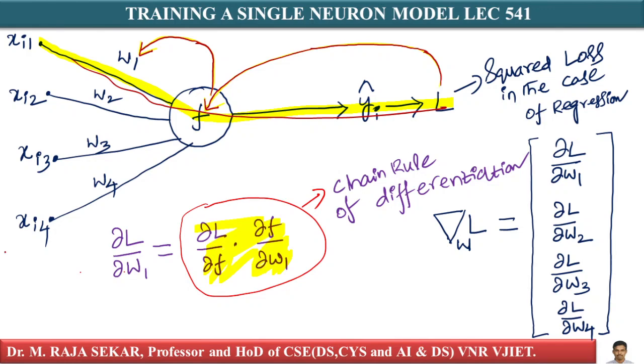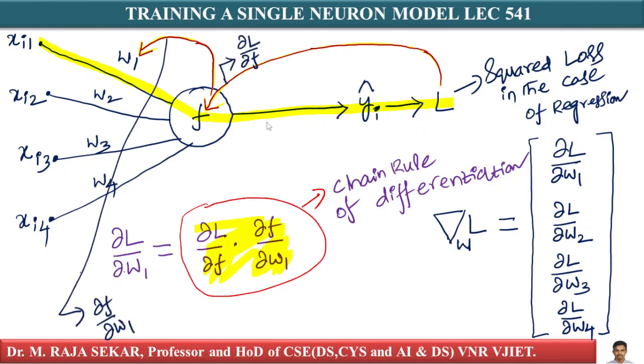What is this? This path starts from this edge till L, from W1 till the end, isn't it? Here I need to compute dou L by dou F. How can I compute dou L by dou F? Just see, this is my L. This is my F. That is dou L by dou F, isn't it?